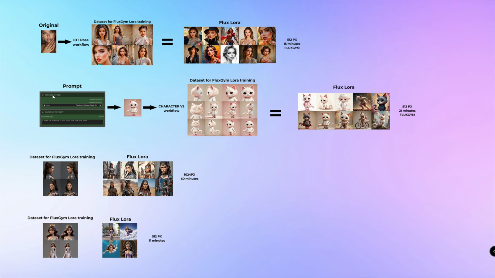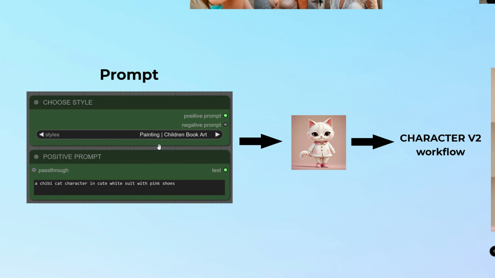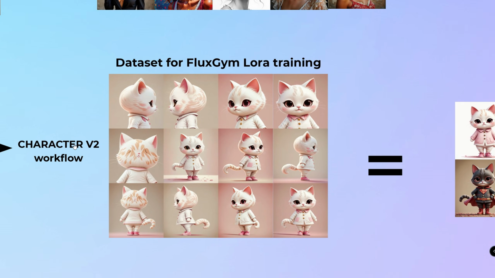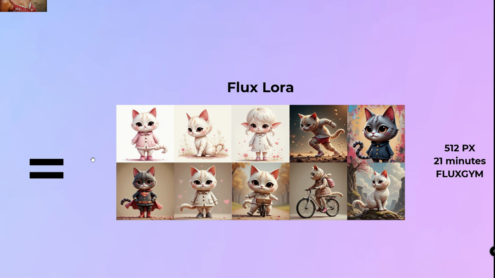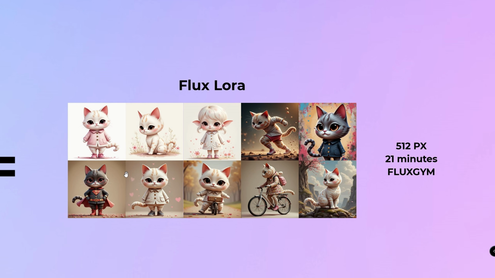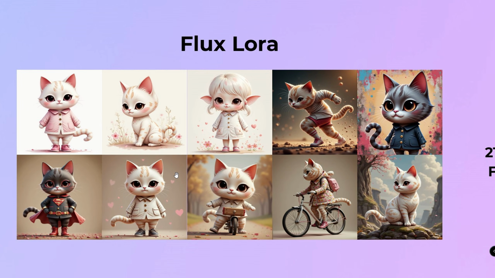The next project was a cat. Using a prompt and a specific style, I created a 3D cat. With the help of the Character V2 workflow, I generated 12 variations of it for the LoRa training. The FluxGym software completed the LoRa file in just 21 minutes, allowing me to create images like these.